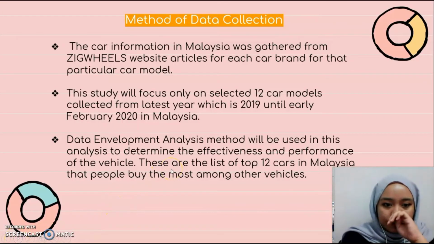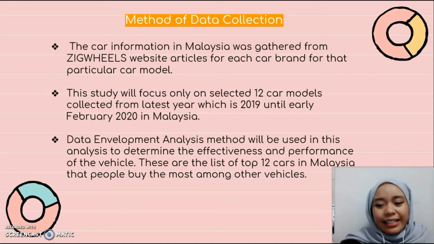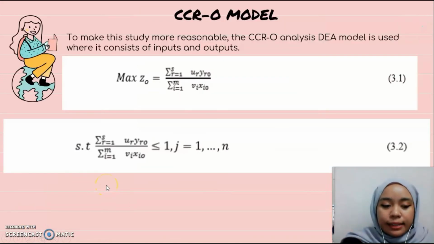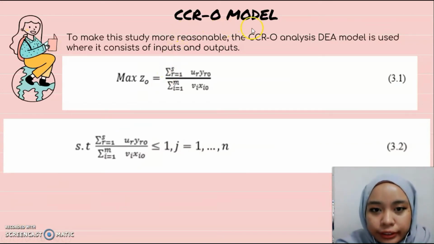Alright, like I stated before, the data comes from the Ziglos website. This is the cars that I've stated before. This is a model that I use. Under the data envelopment analysis, there are a few models, and one of them is the CCR model.